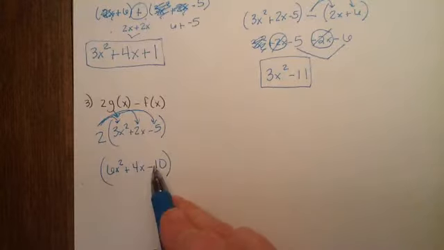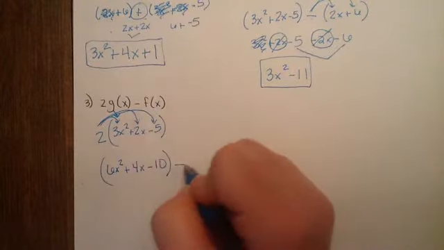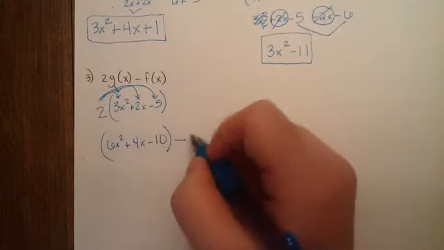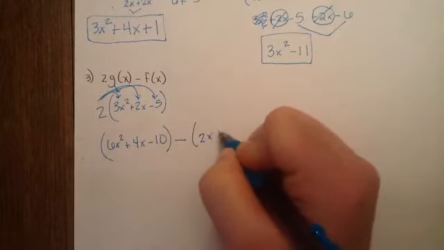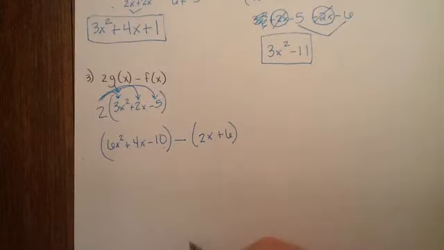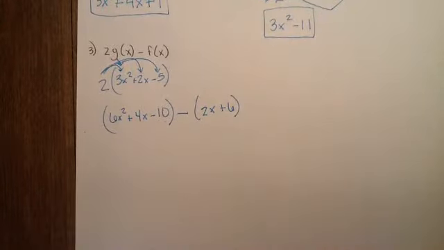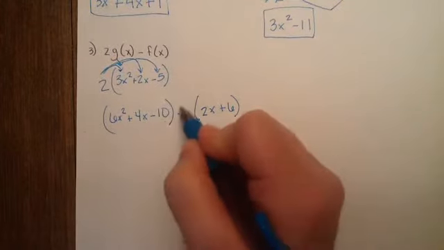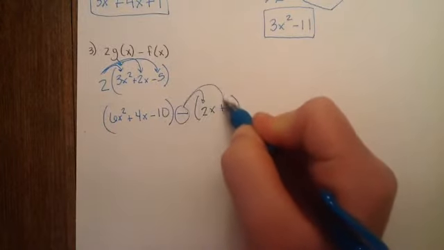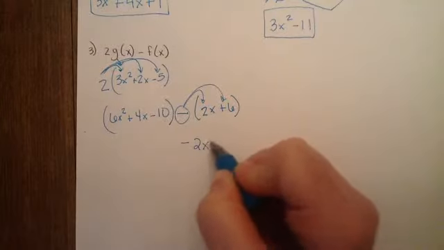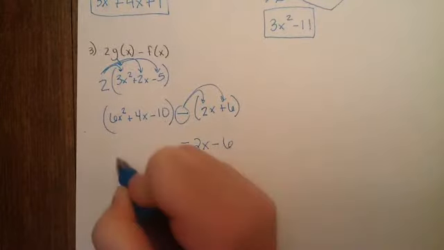Multiply everything by 2. Now you need minus f of x. And what did they say f of x was? 2x plus 6. It's a minus problem. Go ahead and finish this one on your own. Let's see how you did. What was the first thing you should have done? Distribute that minus to both parts. So minus 2x minus 6.